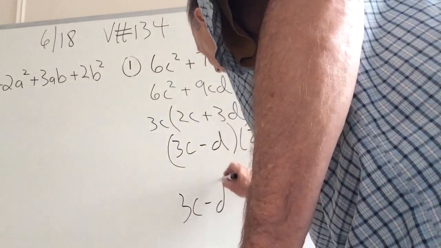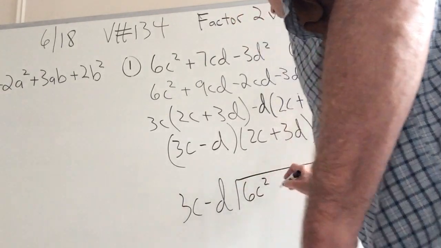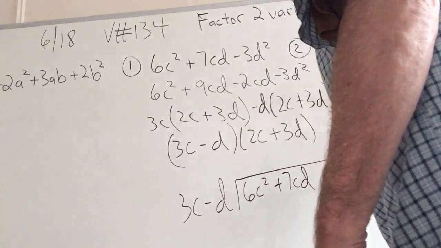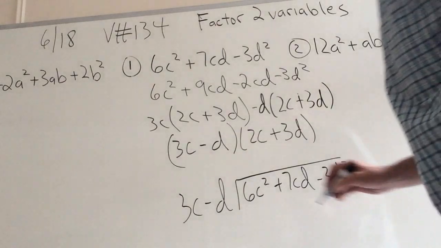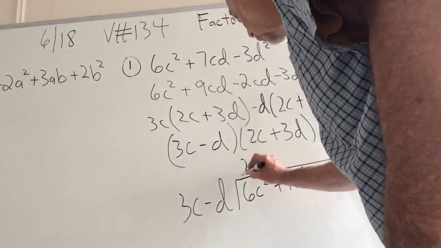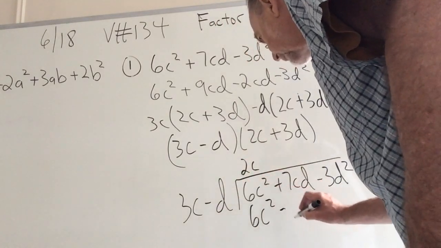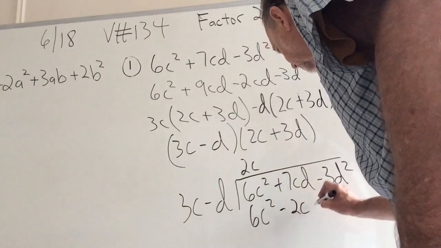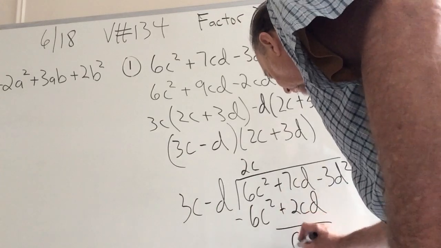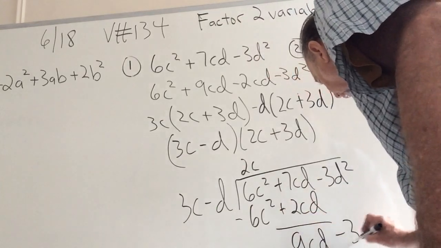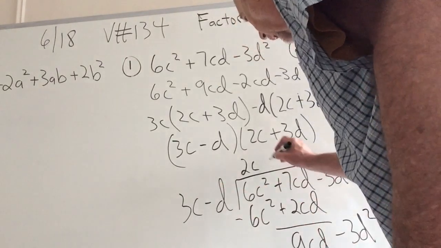I'm going to divide 3c minus d into 6c squared plus 7cd minus 3d squared. And guess what I'm going to get? I'm going to get the other factor, okay? So 3c into 6c squared goes 2c. This times this is this. Okay? Take the opposite. There's 9cd minus 3d squared. And now this goes into this.